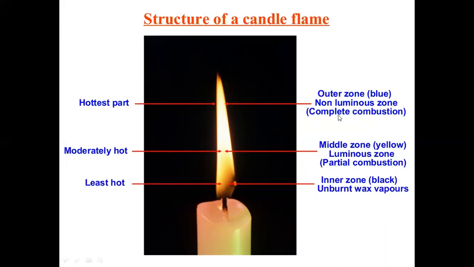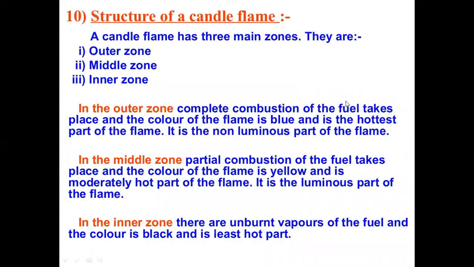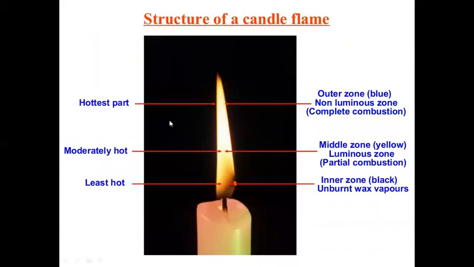As I had told you earlier, if it is of blue color, it means complete combustion takes place here. And one thing more, children, the outermost zone of the flame is the hottest part. So here I had written that the outermost zone is known as the non-luminous zone, and the non-luminous zone is the hottest part of the flame.